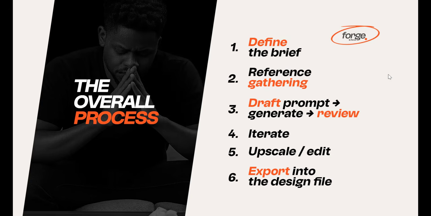So the fourth thing is to iterate. Now, to iterate means to refine your wording when needed, to adjust your parameters when necessary, and to use variations. We are going to be looking at all that.